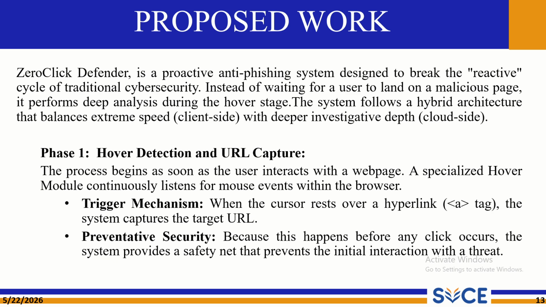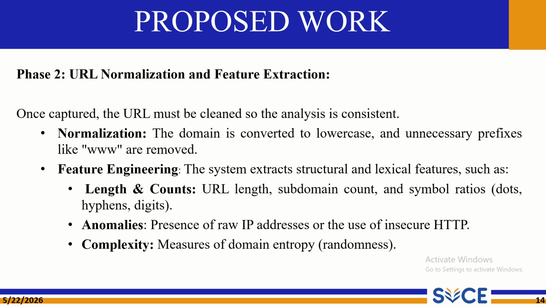Phase 2 is URL normalization and feature extraction. The captured URL is cleaned and standardized. The process includes converting to lowercase, removing www, and extracting structural features. The features analyzed include URL length, number of subdomains, digit and symbol ratios, presence of IP addresses, and an entropy score indicating randomness. These features help identify suspicious patterns.